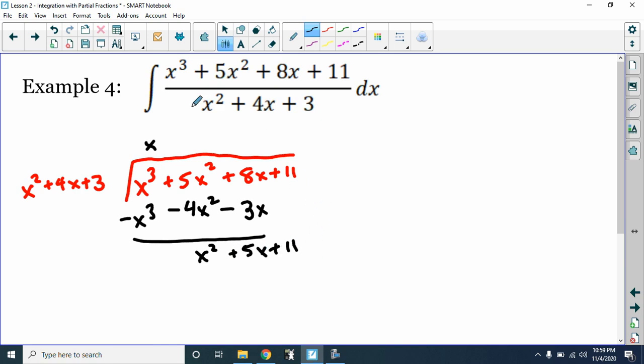And then I do those steps over again. What times x squared is x squared? 1. Multiply. 1 times 4x. 1 times 3. Subtract.